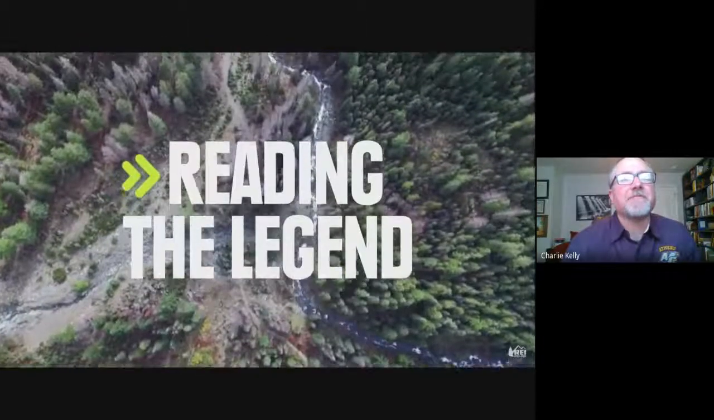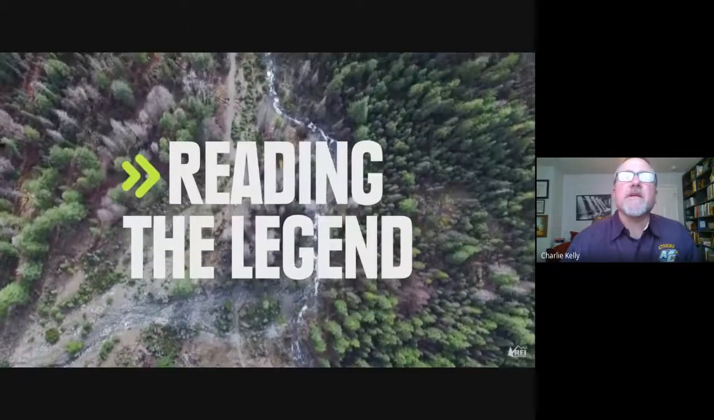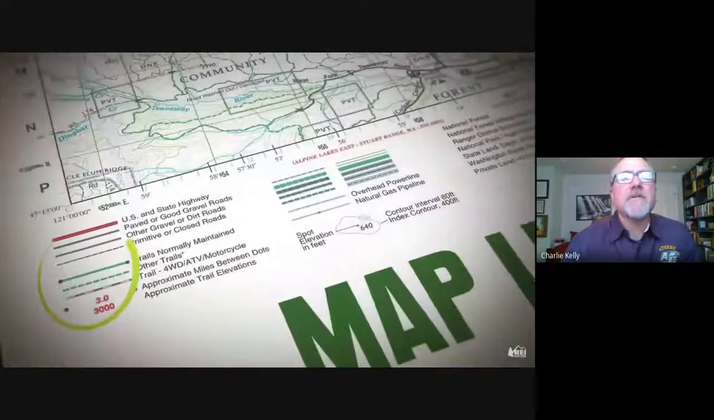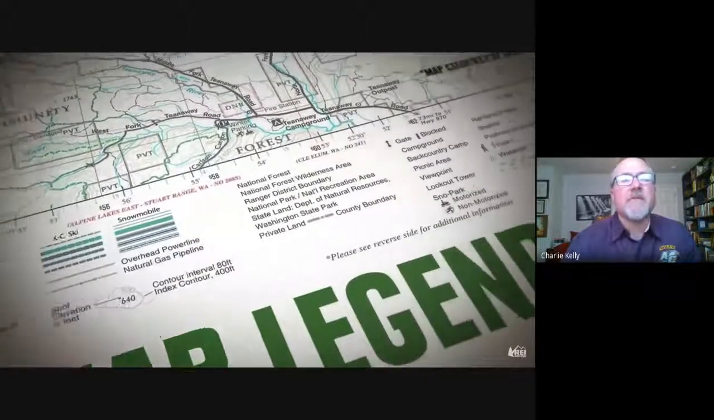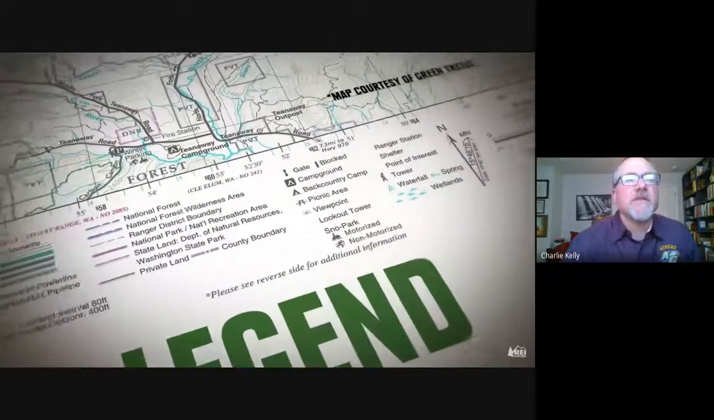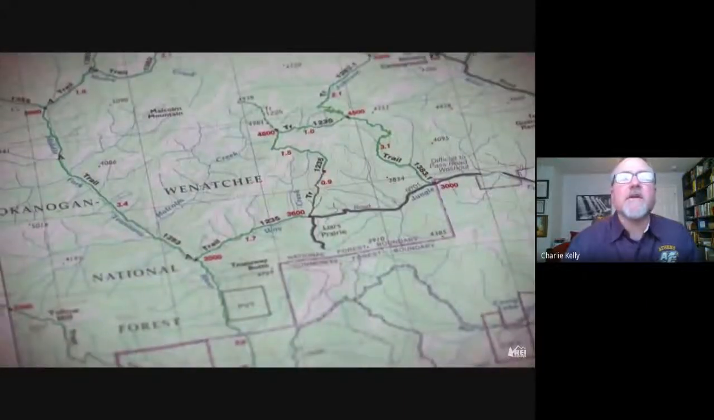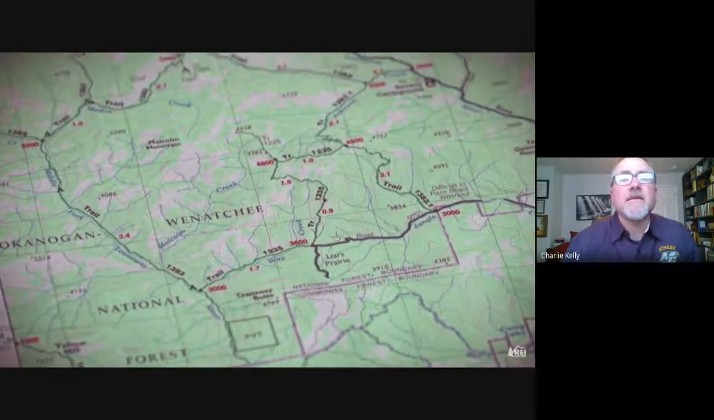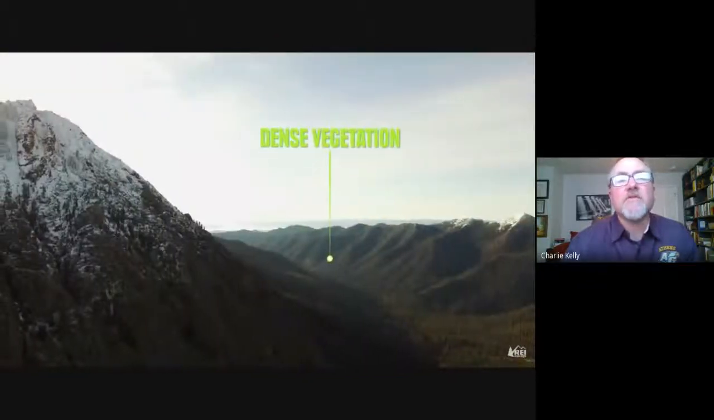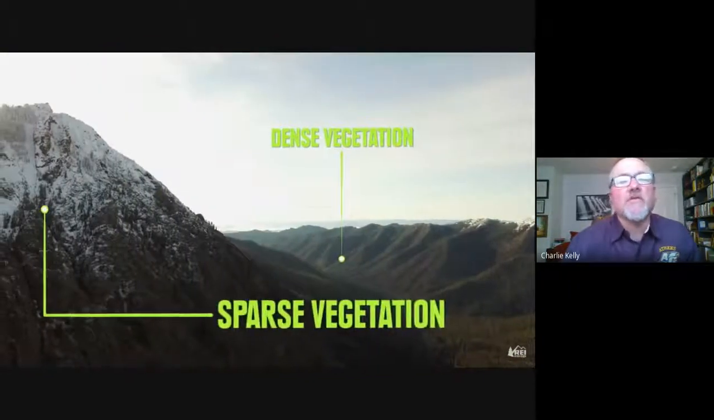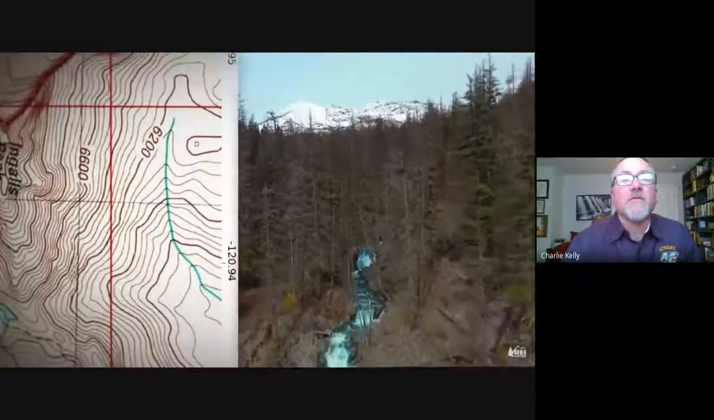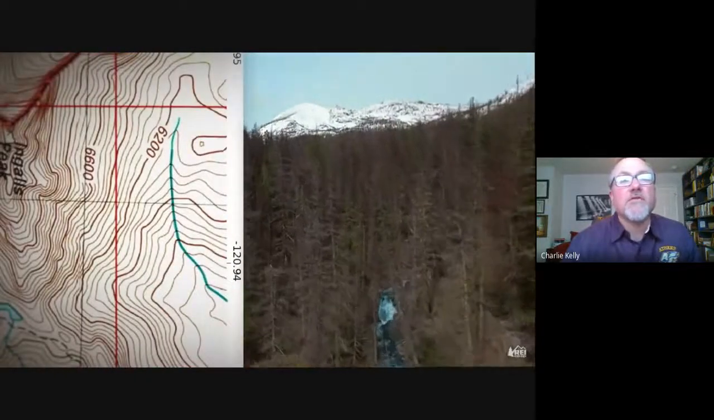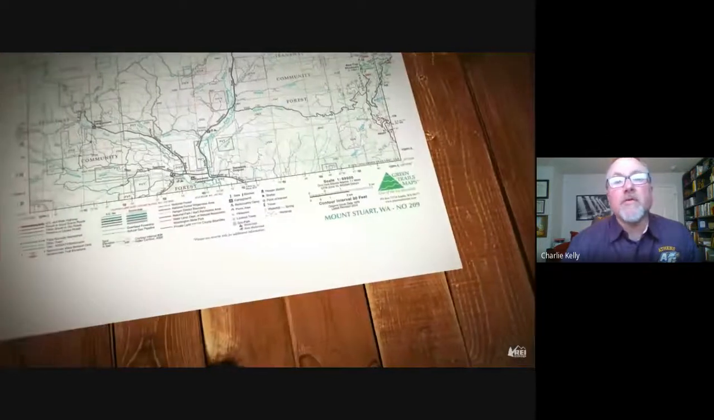One of the first things to look for on any new map is the legend. The legend is like the user's guide for your map. It's where the various line colors and symbols are defined. When it comes to colors on the map, the idea is that the darker the color, the denser the vegetation. As you get closer to the top of a peak, you'll notice that the colors get lighter as the forest thins out, and of course, streams and lakes are represented in blue.